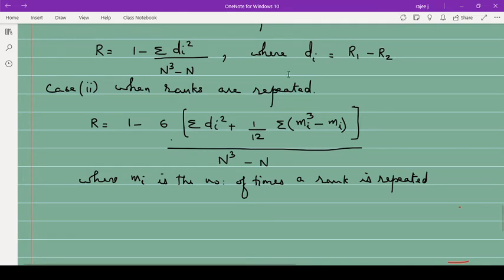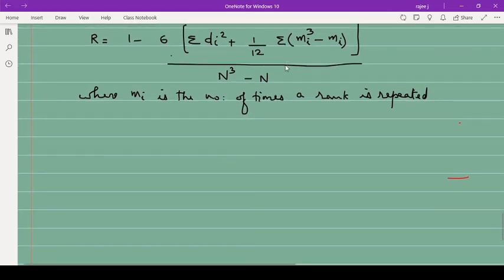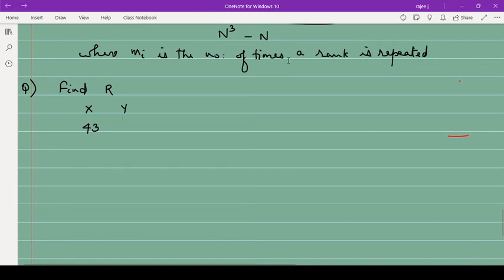Immediately I will show you just a small sum here, a small question. Find R, capital R, which means Spearman's rank correlation coefficient. So I will write x, y data. This is just for your understanding. I am doing a very simple question. Say x is 43, 54, 59. Tomorrow we will do other questions. 59, 68 and 76.